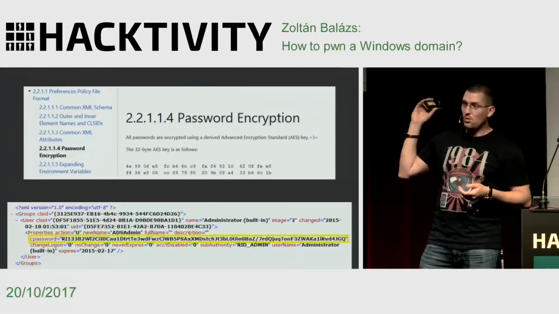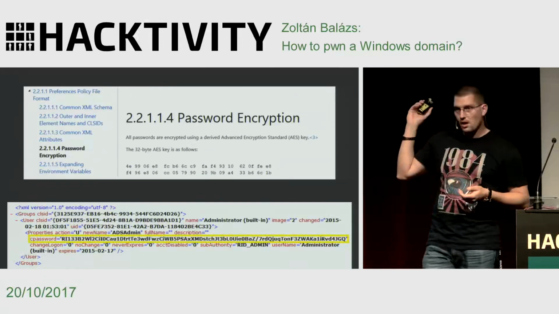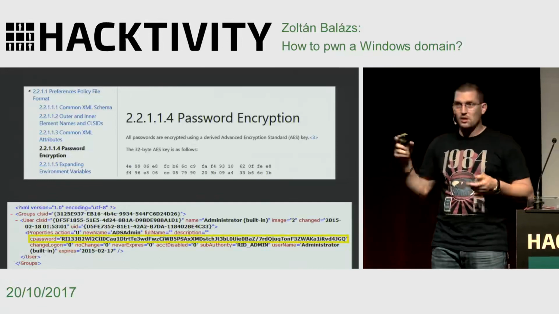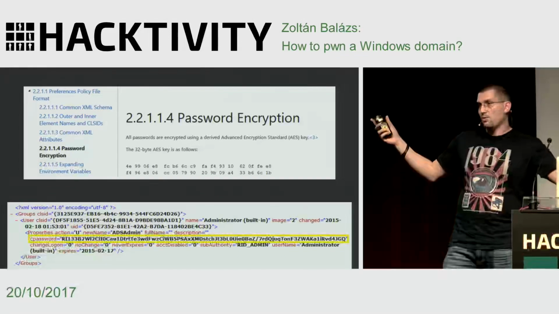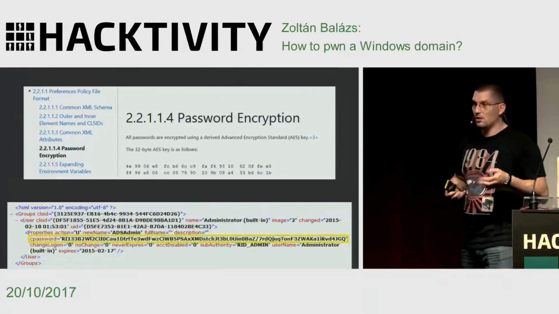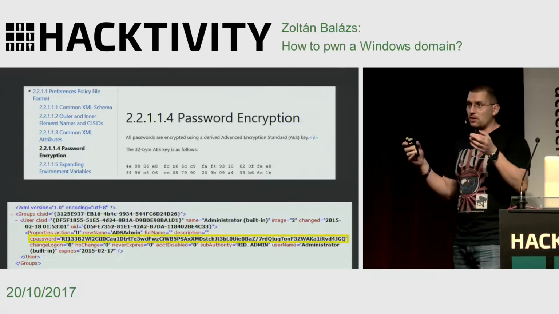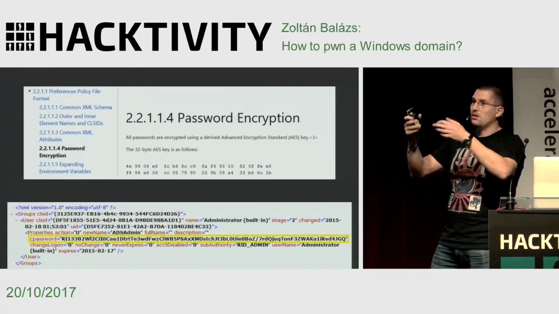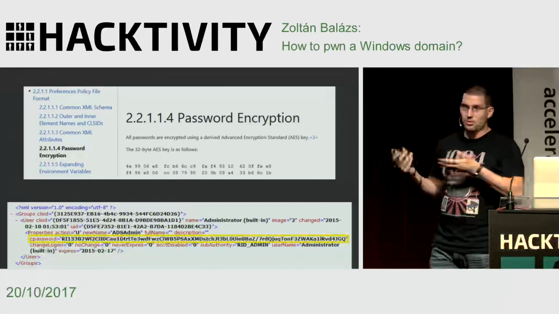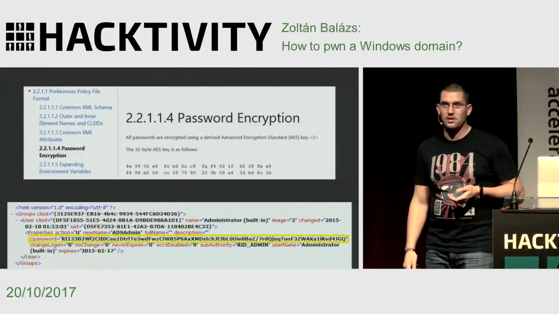You can just download this key, and on the bottom you can see this encrypted password. And if you use any crypto library, basically you have the encrypted text, you have the key, you combine those together, and you get the clear text passwords. Easy peasy, right?